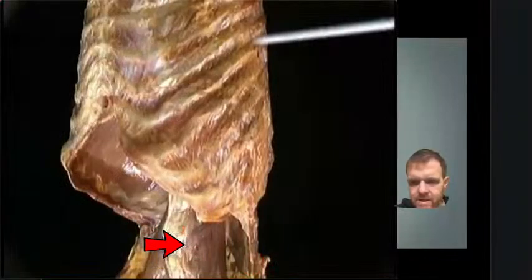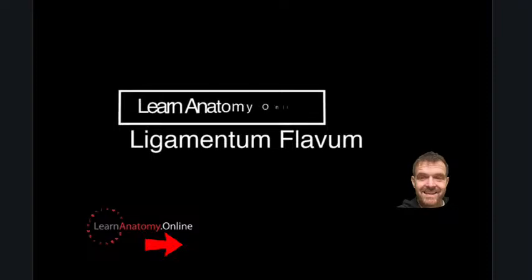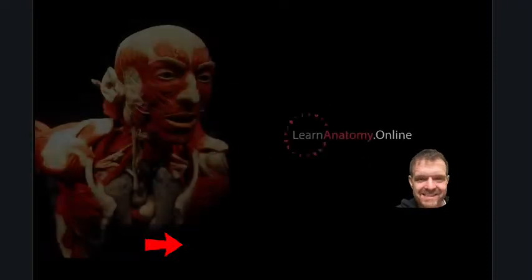So let's have a look at the ligamentum flavum, hopefully, if I can get these off. Here we go. This should be it. Fingers crossed. Yay, it worked. Thank God for that. These were all blank about 10 minutes ago.